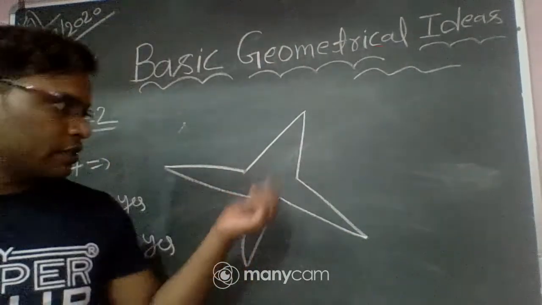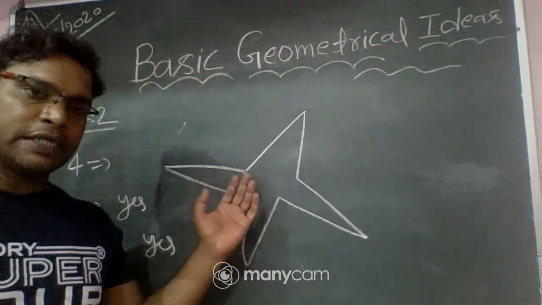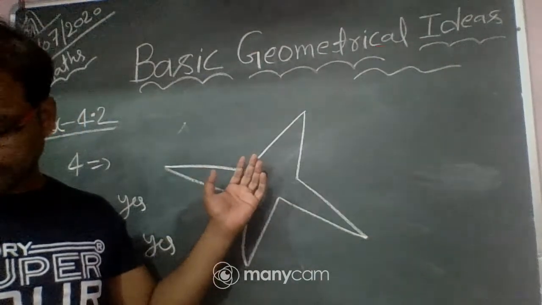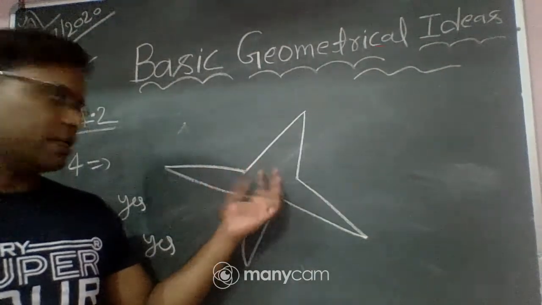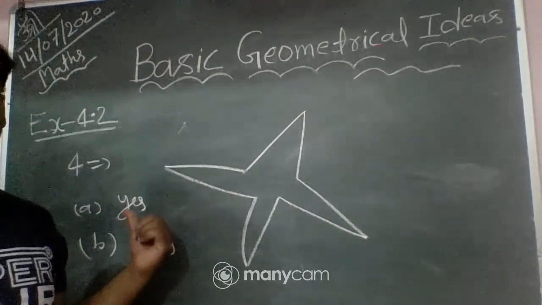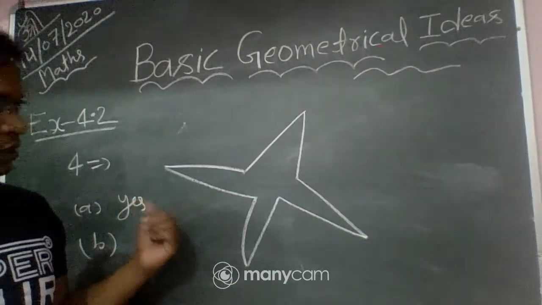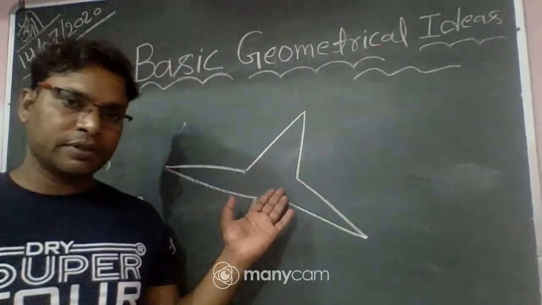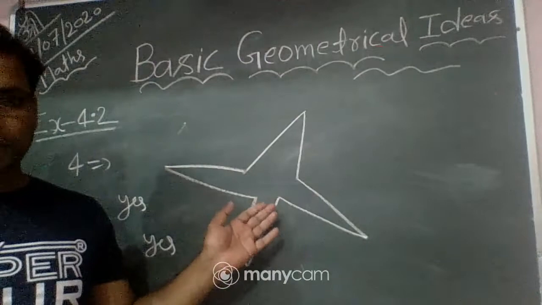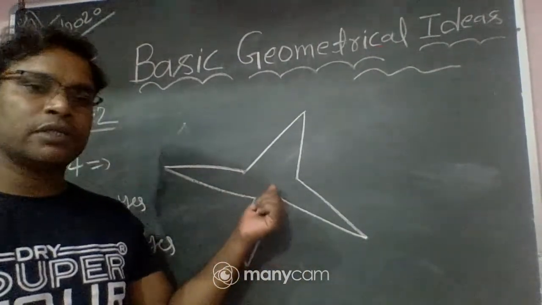In question 4 this figure is given and it asks, is it a curve? Yes. And part B of question number 4 asks, is it closed? So you can see this is a closed figure. This is made by line segments, so you can say this is a polygon also.